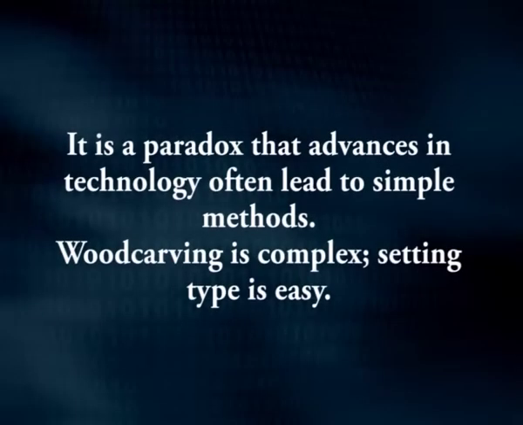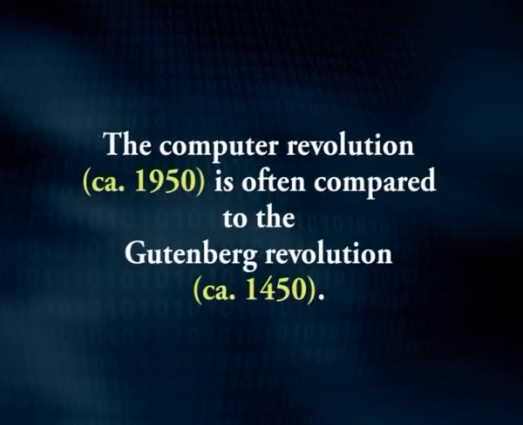It is a paradox that advances in technology often lead to simple methods. Wood carving is complex. Setting type is easy. The computer revolution, that is from circa 1950, is often compared to the Gutenberg revolution, that is circa 1450.